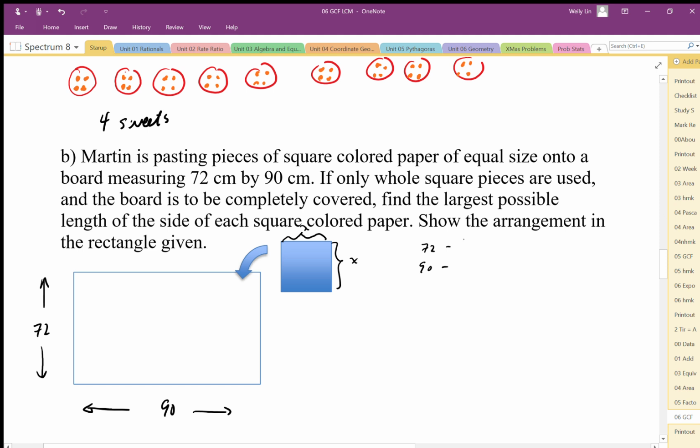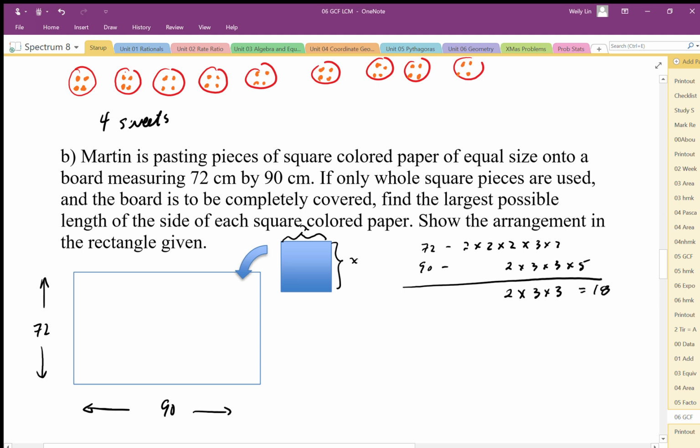72 is going to be 2 times 2 times 2 times 3 times 3. Those are my prime factors. 90 is going to be 2 times 3 times 3 times 5 when we factor it. So my greatest common factor looks like it's going to be 2 times 3 times 3. Oh, so my greatest common factor is 18.